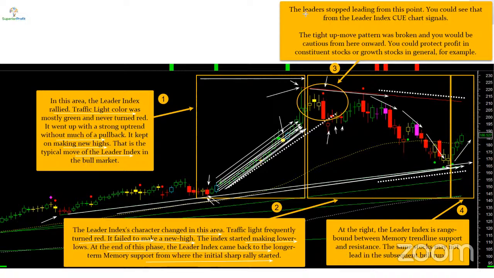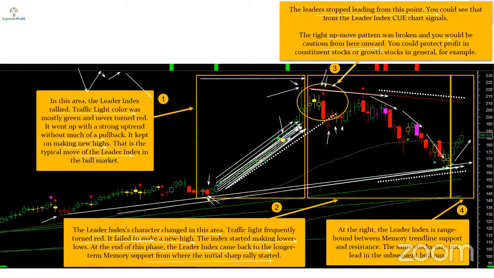Now, number 3 at the top, the leaders stopped leading from this point, from here. They stopped leading because the tight up move pattern was broken. This was very tight. Loose pattern will be like this. And tight pattern is where there is not much variation in price. Price is steadily going up, but not very volatile. So that's a tight pattern. The tight pattern vanished from this time onward.